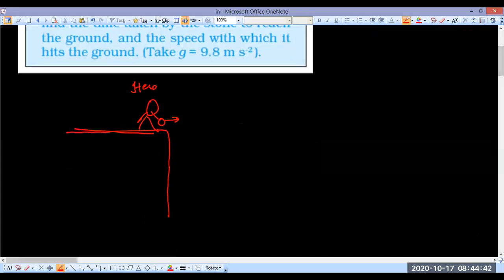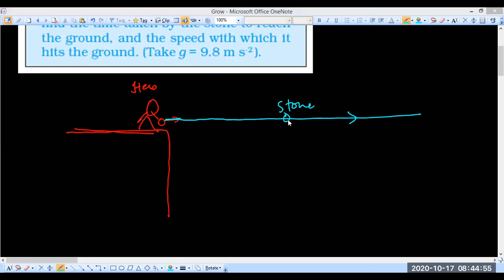Like this. Okay, so I'm sure you realize that this stone will go straight through like this in a straight line, isn't it? The stone will just go straight like this. Clear? Is this clear, everyone? This person is throwing the stone like this, so this stone will just keep on going like this straight.